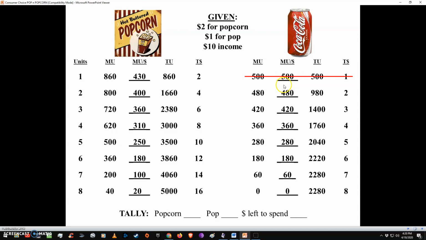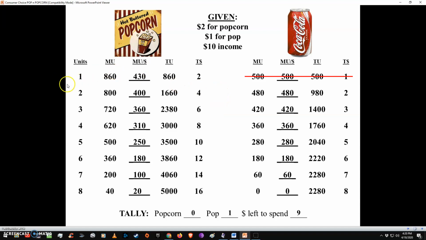Let's go shopping. Notice the first thing we buy is pop. Why? Because we're not looking at this. Can't compare them. We're looking per dollar, so each one is per dollar. So 500 is definitely more shebang than 430. What do we buy next? We got $9 left to spend.